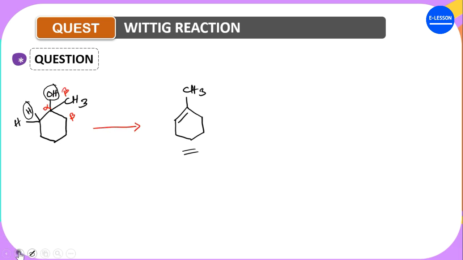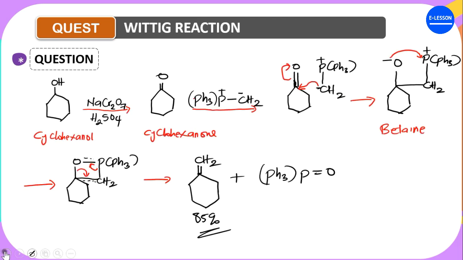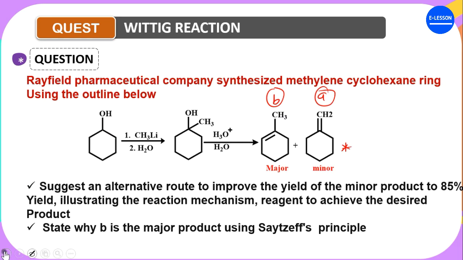Because Zaitsev's rule states that the more substituted alkene is usually the major product, in such a way that when you are eliminating between the two beta carbons, eliminate from the one that has the fewest number of beta hydrogens. Are you getting it? Eliminate from the one that has the fewer number of beta hydrogens. So at this point in time, I think we've been able to do justice to the Wittig reaction.